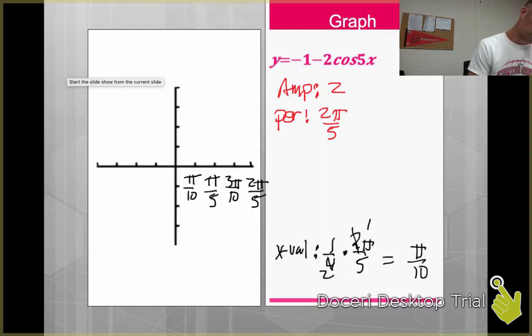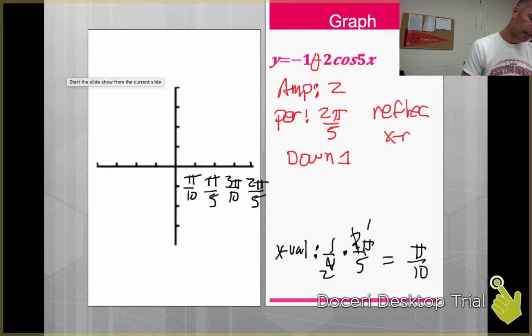All right, so let's keep on looking at it. And the only thing else I'm going to do here is I'm going to shift it down 1. And since you have a negative, this says we're going to reflect over the x-axis. Okay, so it's a cosine graph. So a cosine graph says I'm going to start at the amplitude, which is 2, but I have to reflect over the x-axis. So that puts me down here at -2, and then shift it down 1. So that puts me right here at -3.